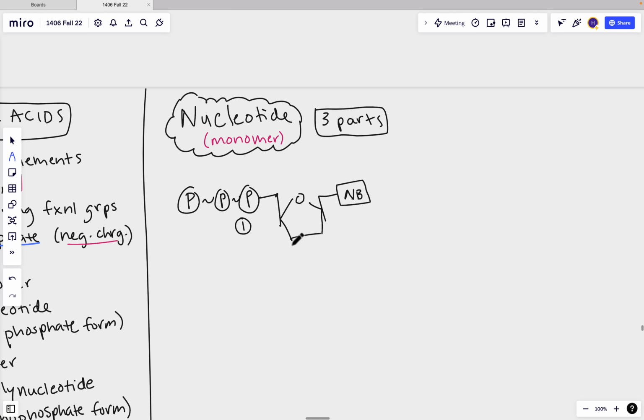So let's number these. 1, 2, 3, and on this pentagon, let's draw an OH group. And these have polarity, so let's label 1 prime and 3 prime, which looks like a 3 with an apostrophe, but straighter, and 5 prime, the phosphate end.